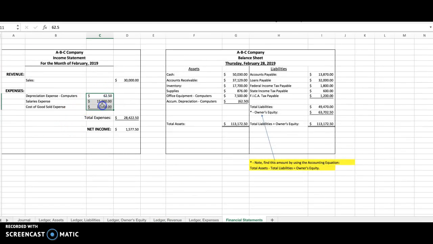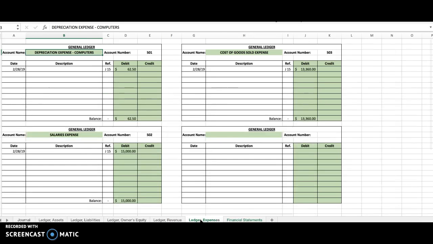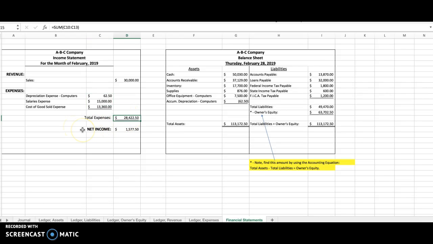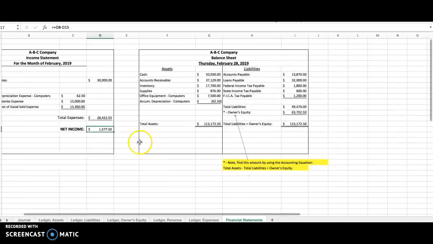We go to the expenses in the ledger, and we look at those 3 accounts that we have debit balances, and we simply put those amounts of money into our income statement. This $28,422.50 is simply the total of these 3. And when we subtract total expenses from the revenue, we get a net income for the month.